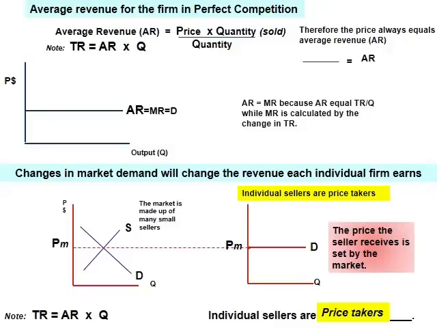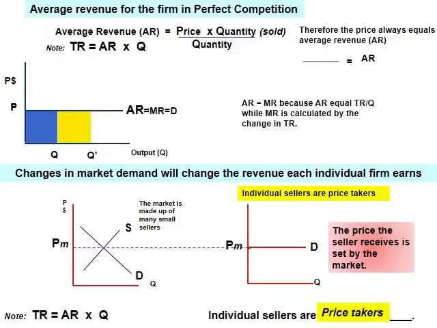So let's look at average revenue now. Remember that we calculate average revenue by taking the total revenue and dividing it by quantity. Remember, we're in perfect competition, so the seller is a price taker, the price is set by the market, the individual seller takes the price. So total revenue, P times Q, if he can produce more, his total revenue will increase by the change in quantity.